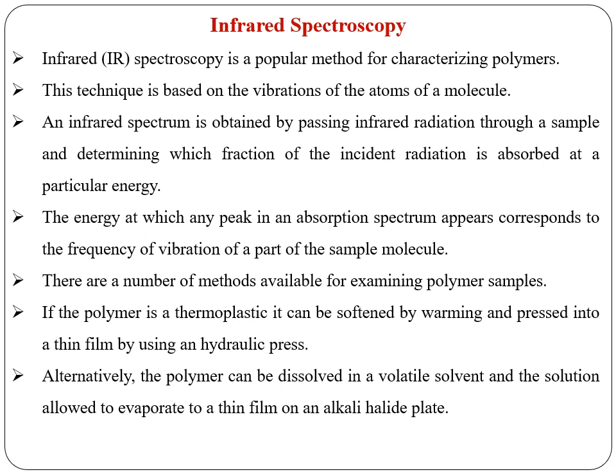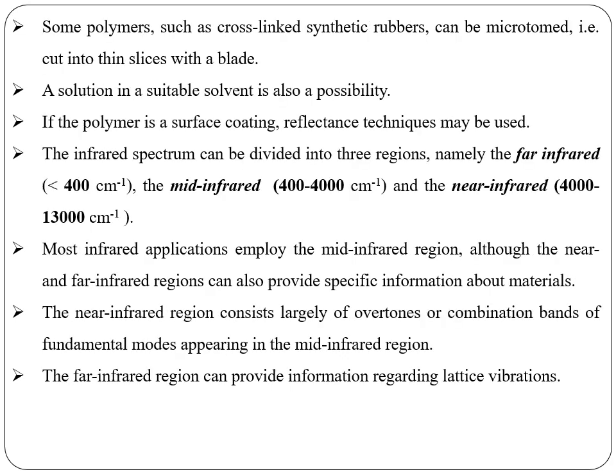The infrared spectrum can be divided into three regions, namely far infrared, mid infrared, and near infrared. Most infrared applications employ the mid infrared region, although the near and far infrared regions can also provide specific information about the materials. The near infrared region consists largely of overtones or combination bands of fundamental modes appearing in the mid infrared region. The far infrared region can provide information regarding lattice vibrations.